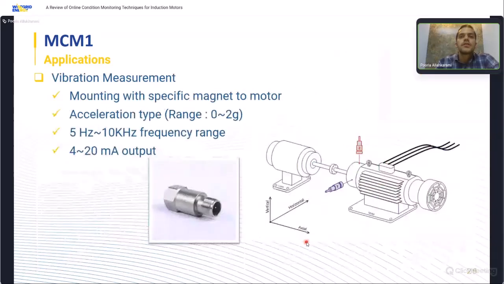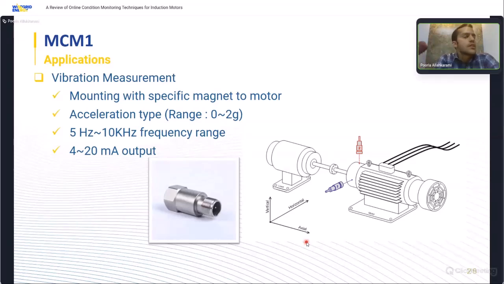Also, for vibration, the MCM1 provides two sensor inputs for the vibration measurement, and these sensors attach directly to the motor casing using a magnet and measure the vibration acceleration. The frequency response of these two sensors is also from 5 hertz to 10 kilohertz, which gives us a full spectrum of the motor vibration frequency and identifies the low frequency mechanical issues such as unbalance or the high frequency faults such as bearing or air gap.